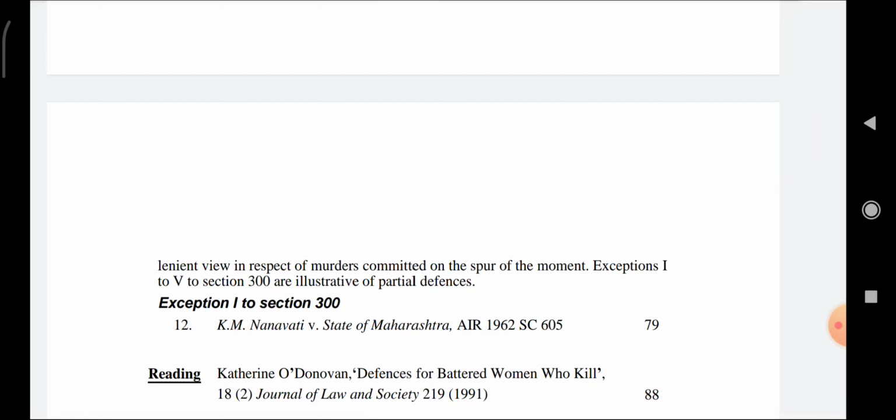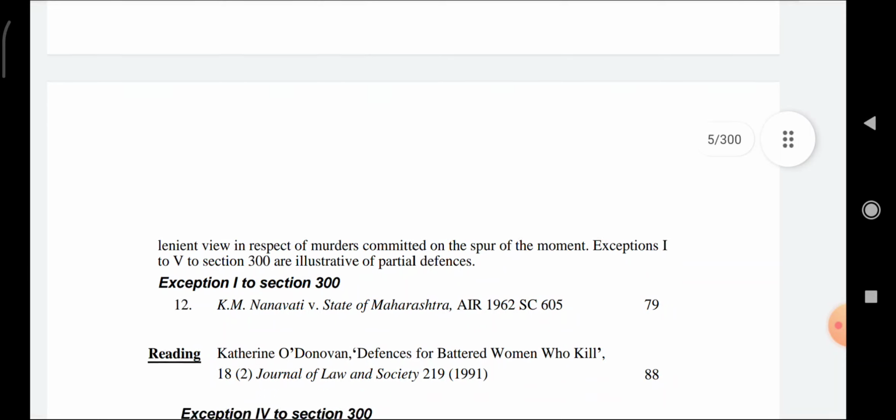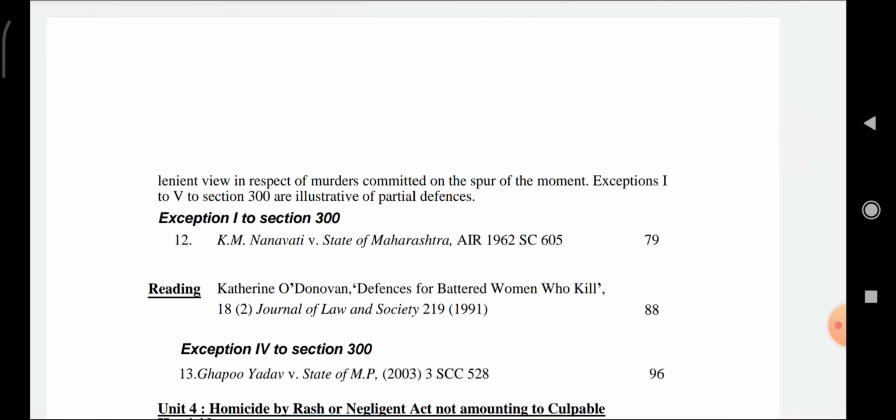Exceptions 1 to 5 to Section 300. There are five exceptions to Section 300 on murder, illustrative of partial defenses. For Exception 1 to Section 300, there is a leading case, K.M. Nanavati versus State of Maharashtra.